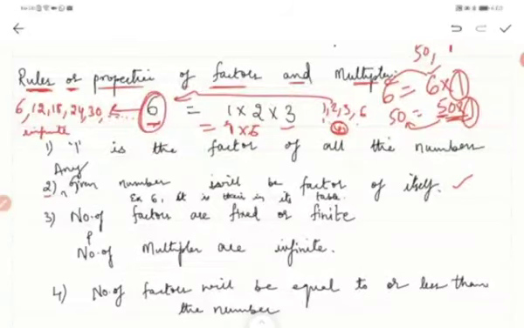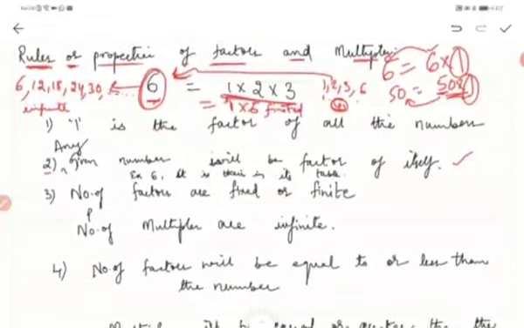Whereas factors of any number are finite, or you can say they are fixed. And the fourth point you can observe is that the number of factors will be equal to or less than the number. So we have factors. In the factors of 6, how many do we have? We have got 4.